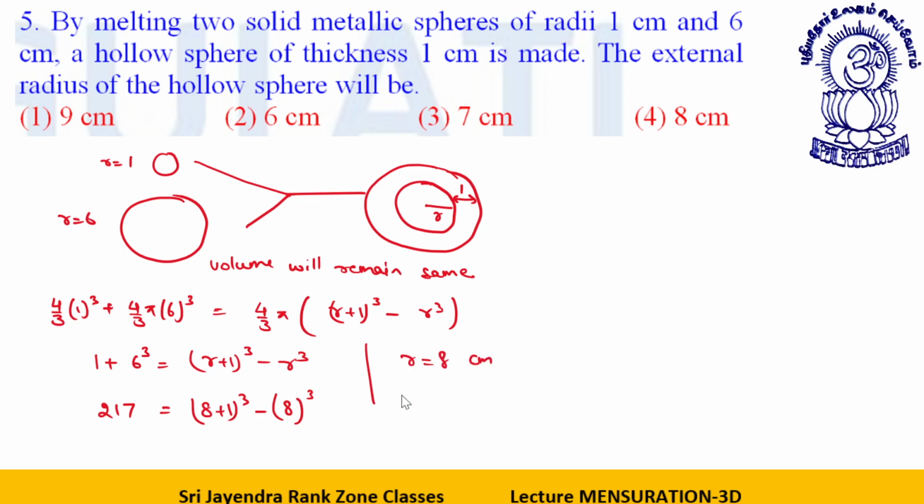Capital R is r plus 1. External radius is what? External radius is r plus 1, that is 8 plus 1 is equal to 9 centimeter. This is your answer. Okay, dear students, shall I move to the next one?